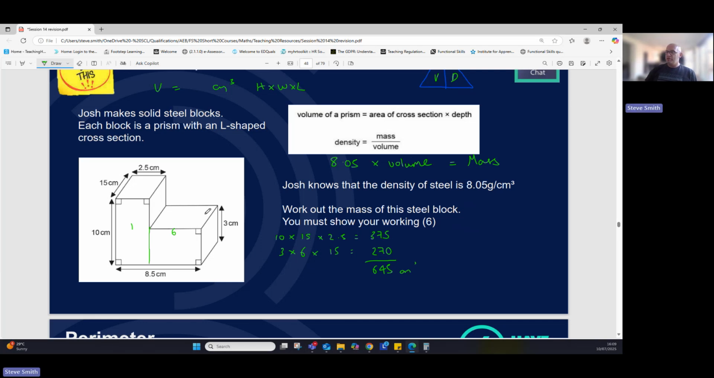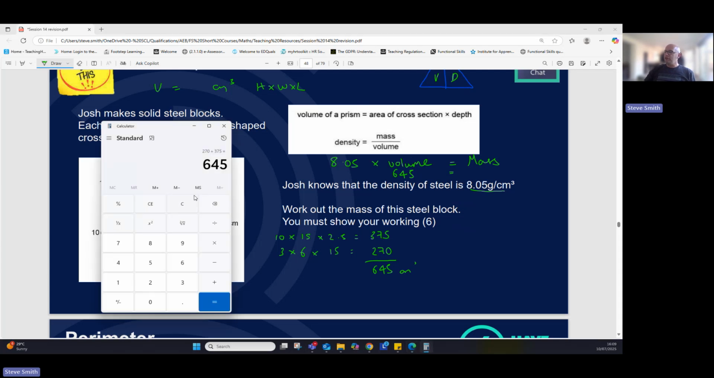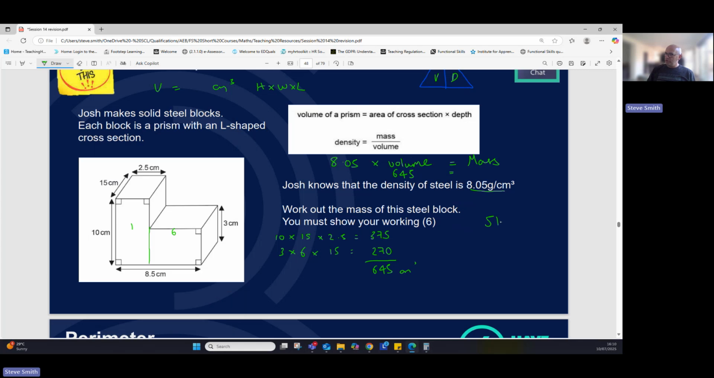I've got the volume of both of those, added together, and we can now see what we're working with. We know the density, which we were given, times the volume, which we now have, 645, equals the mass. That's what it wanted to show us. This question is worth 6 points, and I'll show you where they're getting those additional points from, because you're thinking we haven't really done a lot. The answer is 5,192.25.